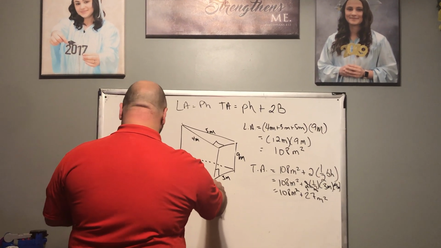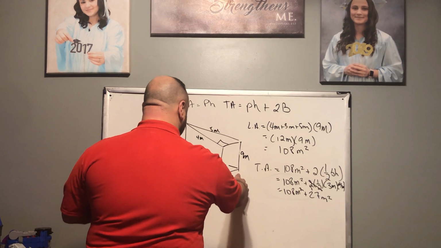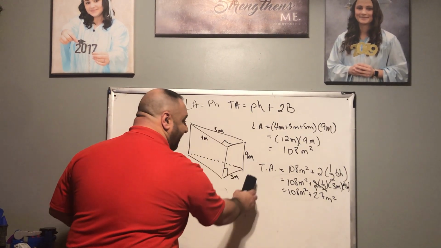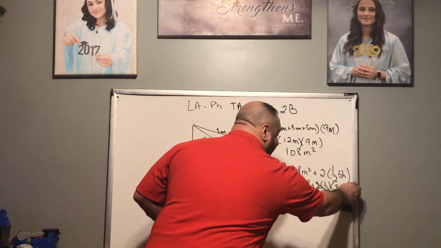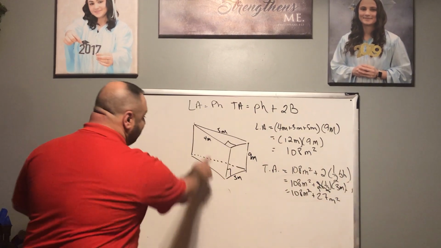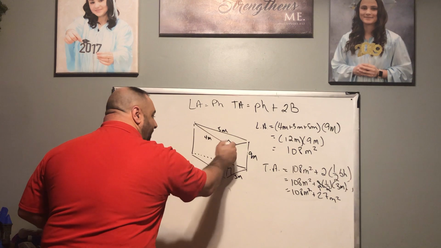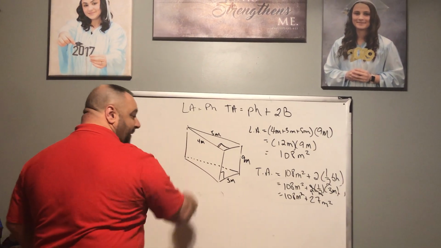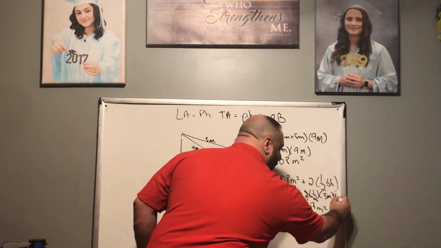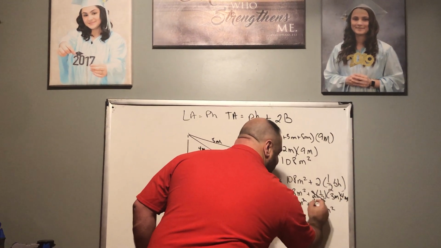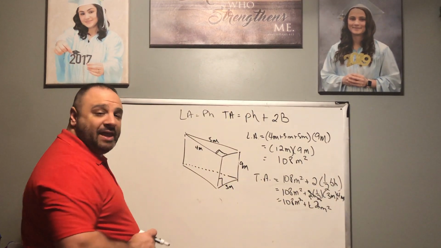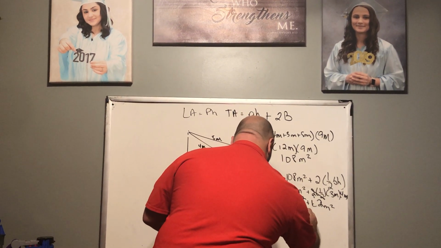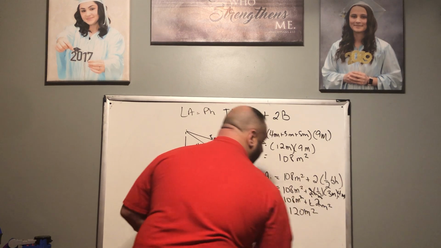Base times the height. So 3 meters times, I'm sorry, this was not the height. I'm wrong. Forgive me. Obviously, the altitude is always perpendicular. I don't know how I missed that. So always perpendicular. So this would be 4, which would make this 12. And then 108 meters plus 12 meters is simply 120 meters squared.